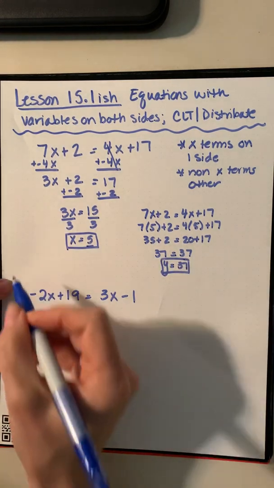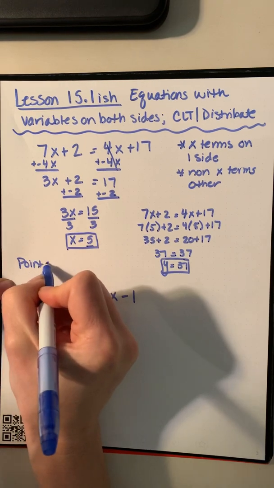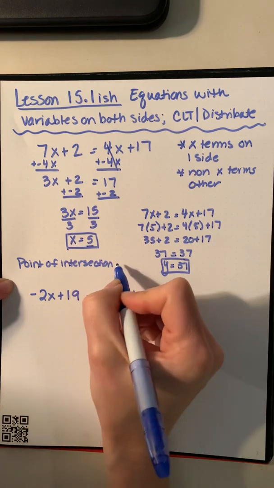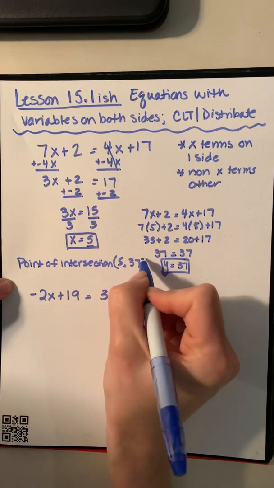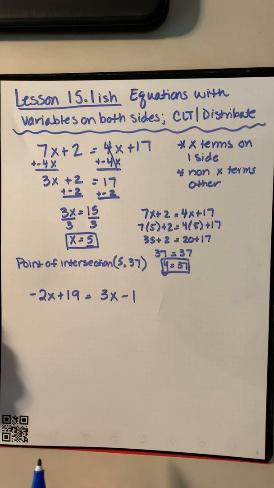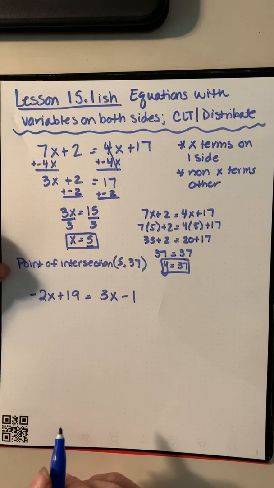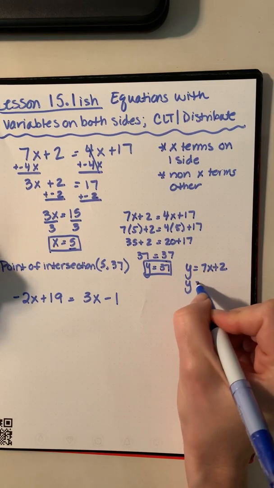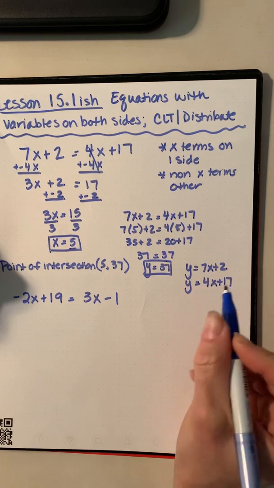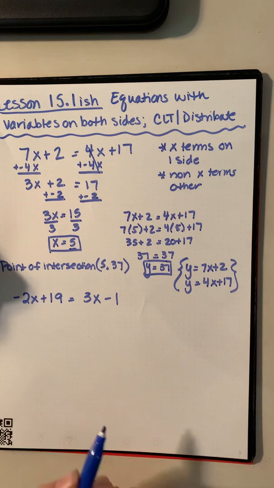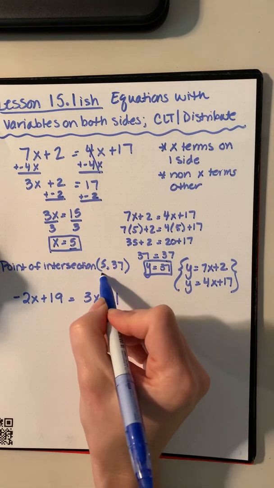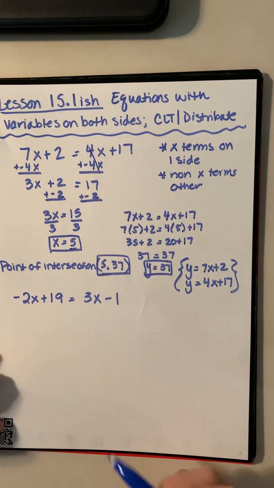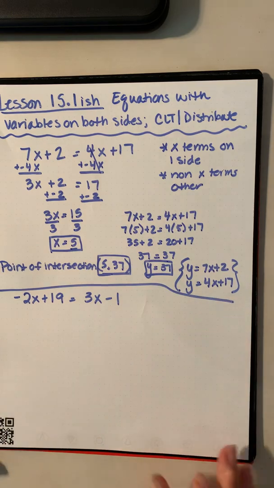Okay? So my point of intersection is 5, 37. All right? And if I were to go back in and graph these two lines, y equals 7x plus 2 and y equals 4x plus 17, if I were to graph these two on a grid, this would be the point where they would intersect, where they would cross over each other, okay? All right, let's try the next one.